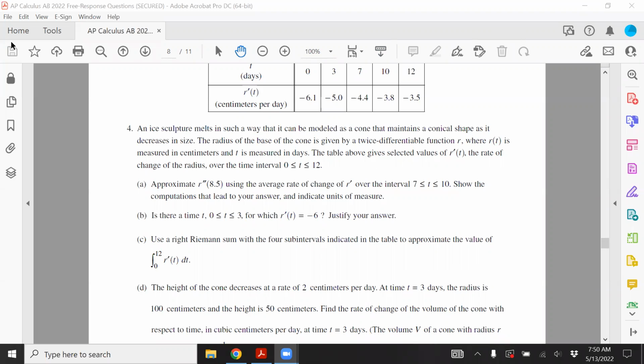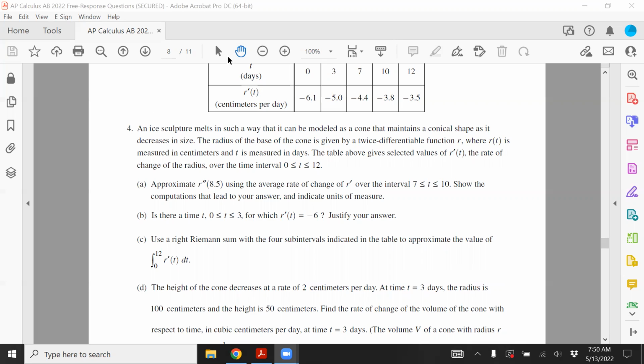They say it's twice differentiable, meaning that if R of t represents the radius of the cone, you could do the derivative once and again to get the second derivative. R prime of t is the rate at which the radius changes over time from 0 to 12. It gives a table again.